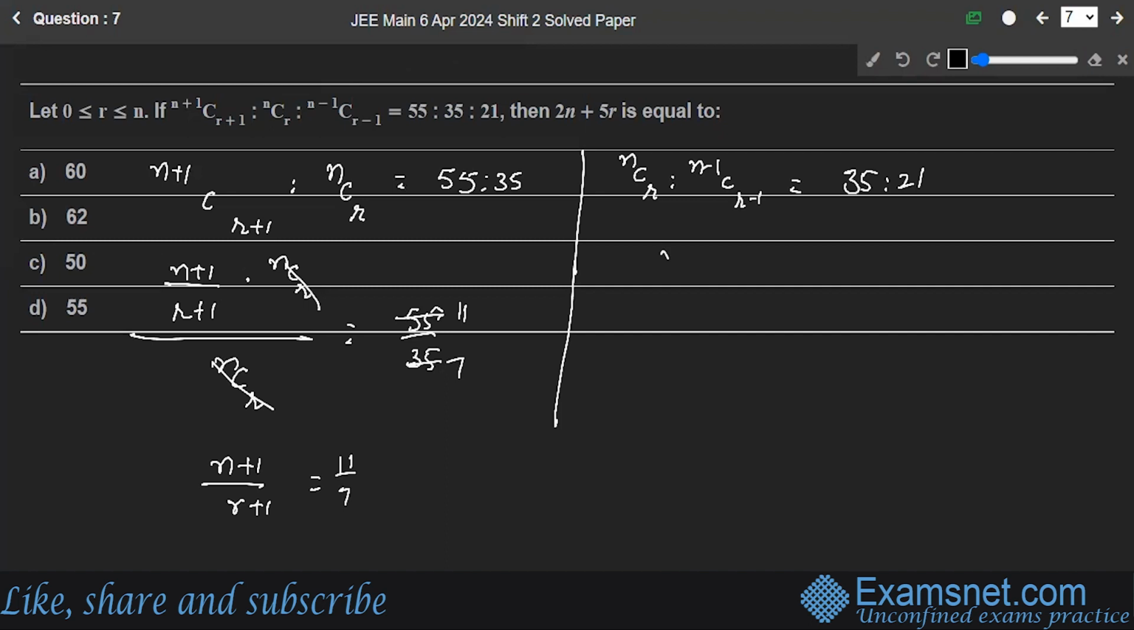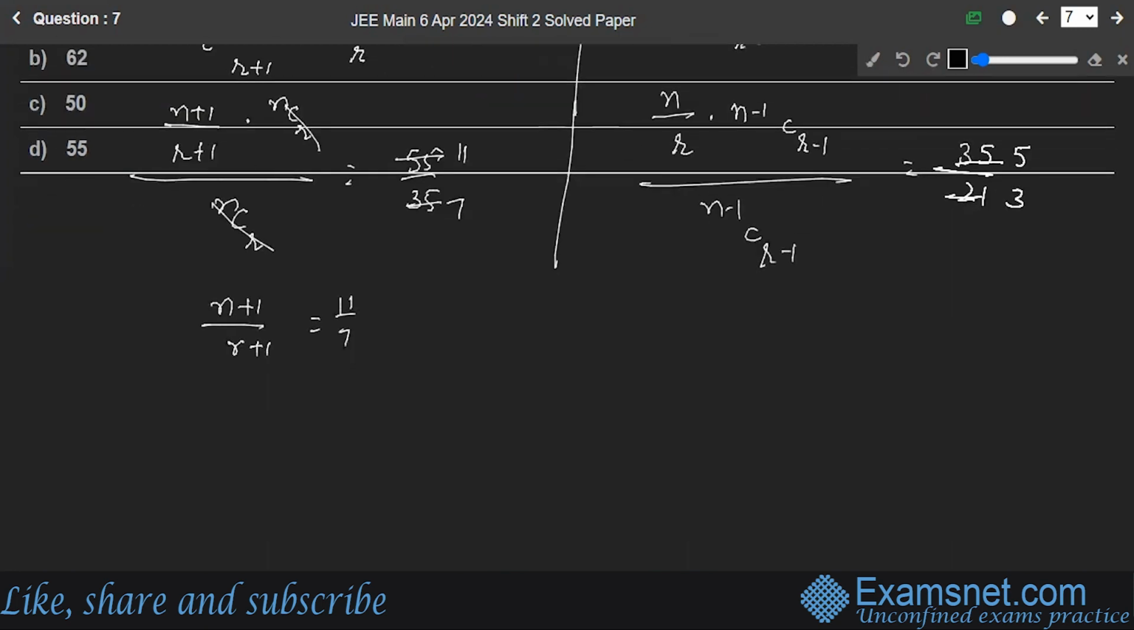And similarly here, this is equal to nCr divided by nC(r-1), which is equal to 35 upon 25. So this is like 5 and 3, right? So this gives me now n upon r is equal to this, or you have 3n is equal to 5r. Or you can say n is equal to 5 by 3 r.